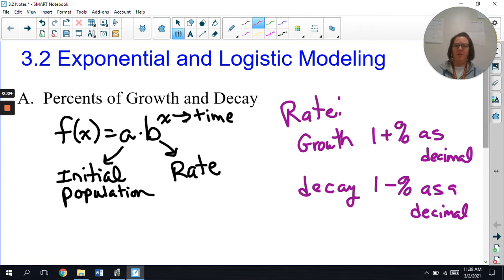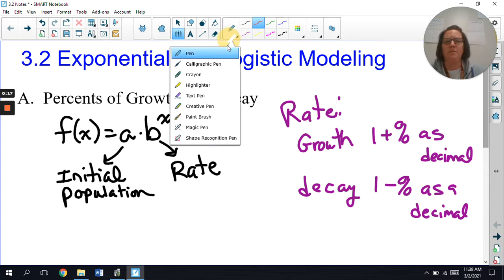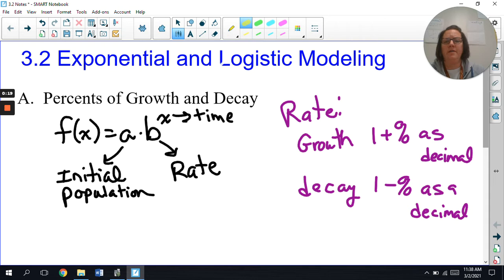Okay, so we started talking about exponential and logistic functions on 3-1, and talked about the general formulas. Now we're going to apply those formulas to word problems. So you have your general formula, and I'm just going to do some highlighting here. Let me get to the highlighter.